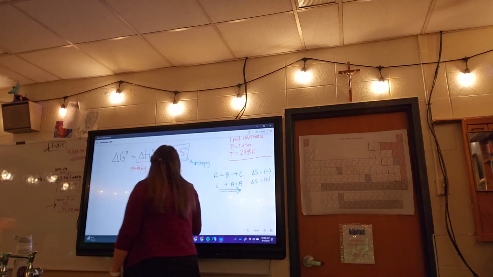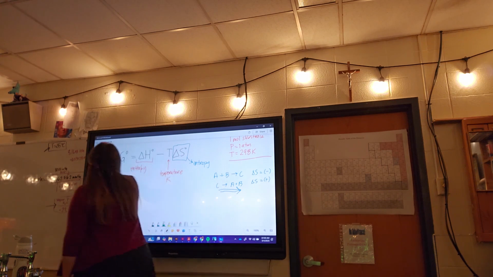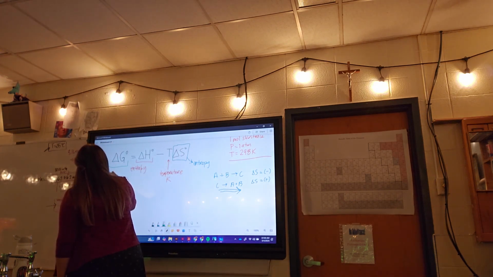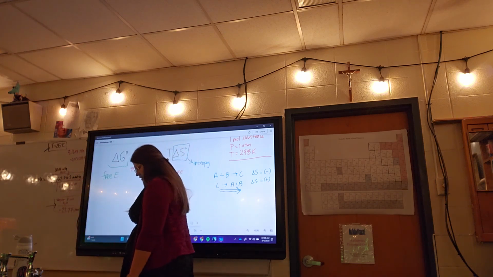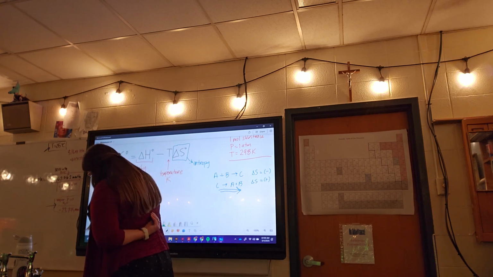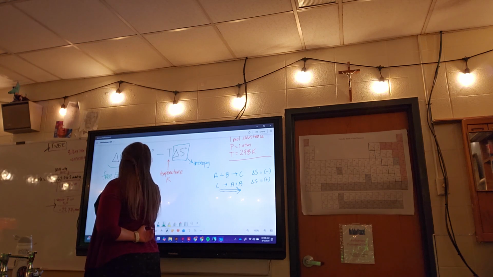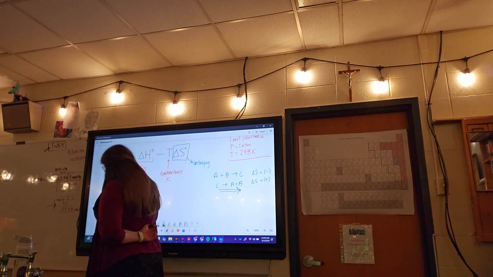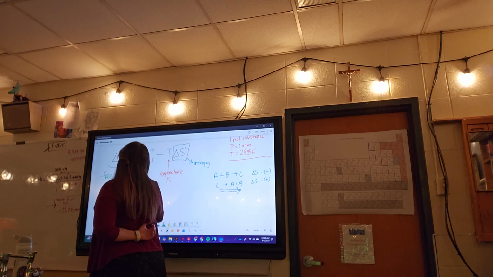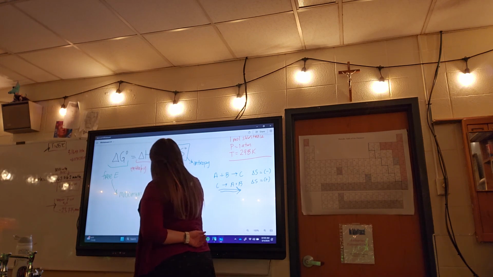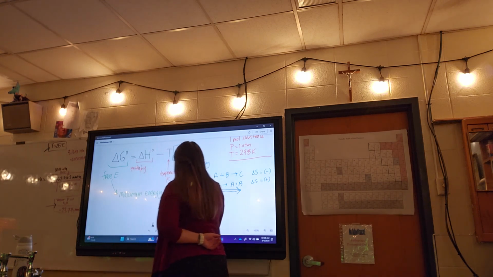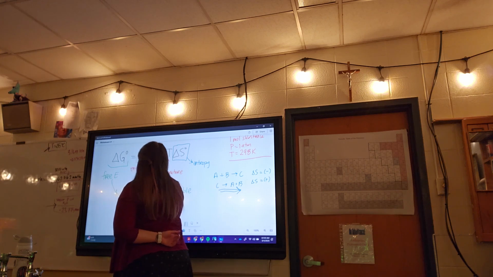So then what is G? This is what we call free energy, and it's named for the scientist Gibbs, who was the first to really postulate this idea. And so we really define this free energy as the maximum energy available to do useful work.